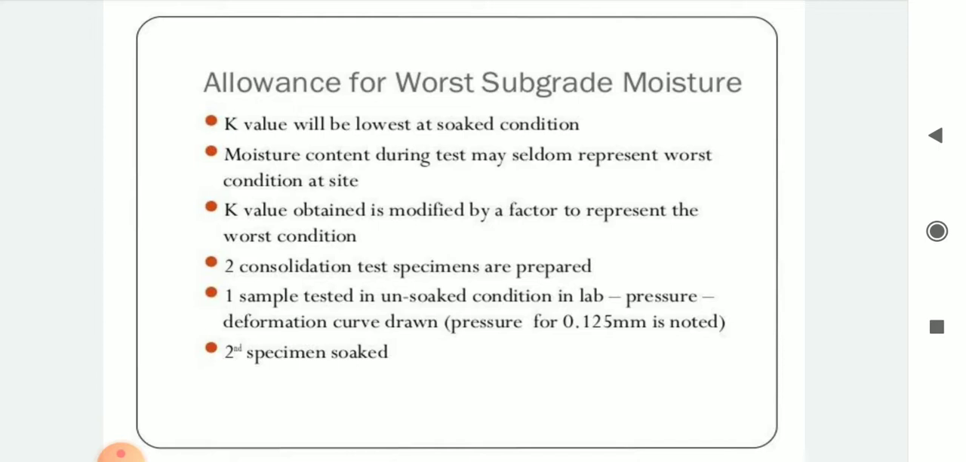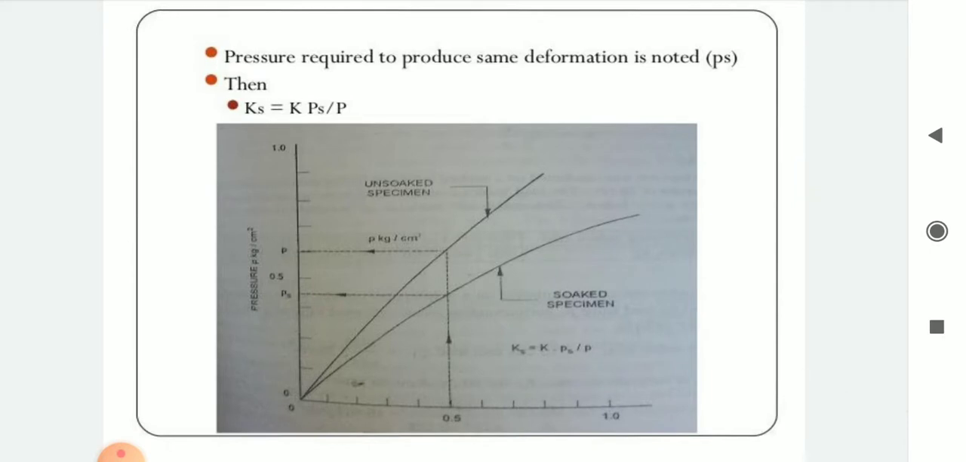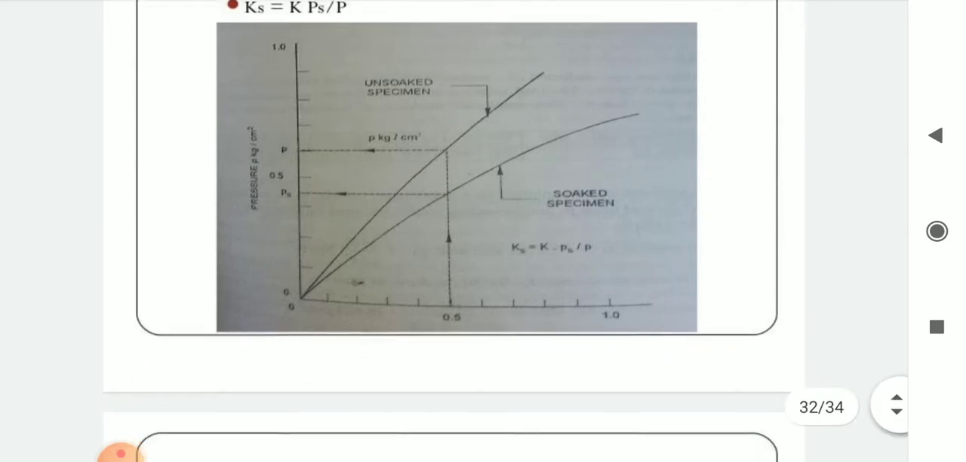Then two consolidation test specimens are prepared and one sample is tested in an unsoaked condition in the lab, the pressure deformation curve is drawn, that is, the pressure for 0.125 mm is noted, and the second specimen is soaked. Then the pressure required to produce the same deformation is noted, that is PS. Then Ks is equal to K PS upon P. You can see in the graph two graphs have been shown, unsoaked specimen and soaked specimen. The graphs are different for different specimens.